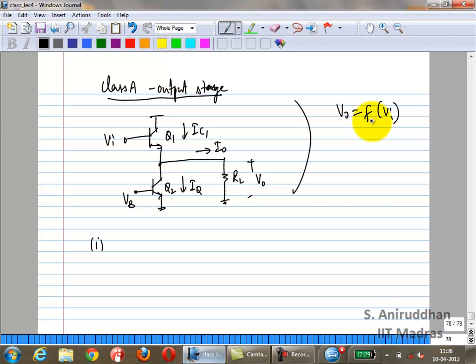Correct. Okay, so let's try. So you want to write down, first of all, VBE1. What is VBE1? VT ln. So this is one relation you know. What else? VI minus VO equals VBE1. Okay, what else? You still don't know IC1.